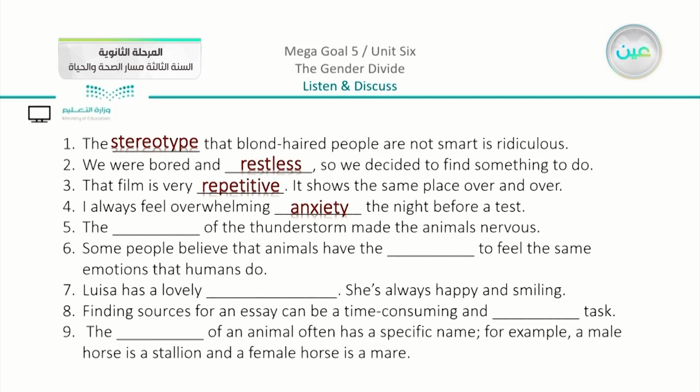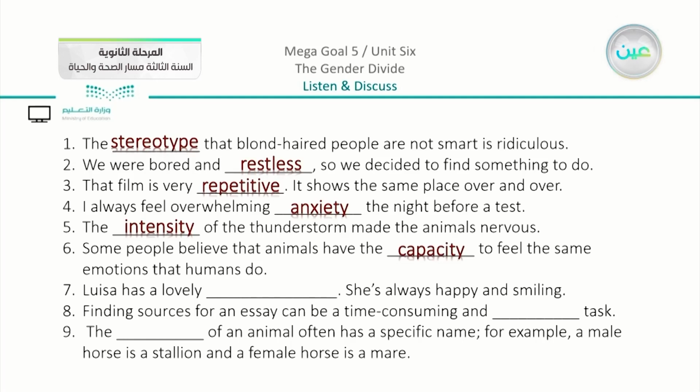The blank of the thunderstorm made the animals nervous. So what can we say here? We have here something that is a little bit scary. We can say that there is something that is a little bit noisy, so we can hear the intensity. So we have here the intensity of the thunderstorm. Because the intensity or the power of the thunderstorm was loud, it was scary, the animals became nervous. Number 6, some people believe that animals have the blank to feel the same emotions that humans do. So we have here something related to emotions, and animals and humans both can feel the same thing, or they can have the capacity.